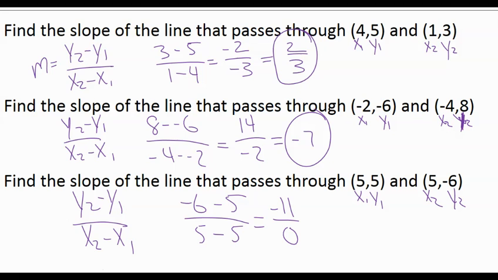You can't have over 0. You get over 0, it's like we said before, it is no slope. There is no slope. All right, that is it for this lesson.